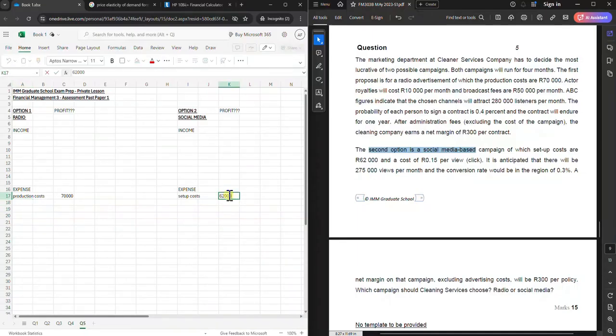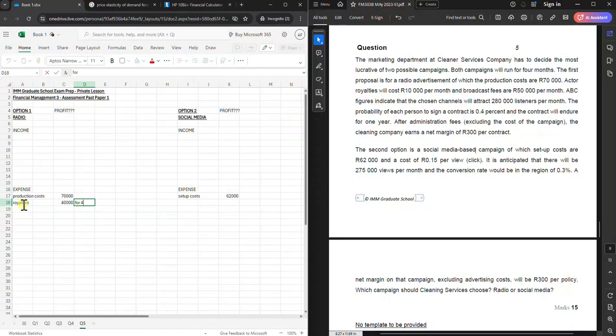Good. What else? We then have actor royalties, which will cost 10,000 Rand per month. So we've got 10,000 times 4 for the radio, so 40,000 Rand cost. Let's just write it down. Royalties will cost 10,000 per month, and it runs for 4 months, so 40,000. Yes, both campaigns run 4 months. Good, 100%. So how much is that? 40,000, right? Yes, 40,000. 10 times 4.